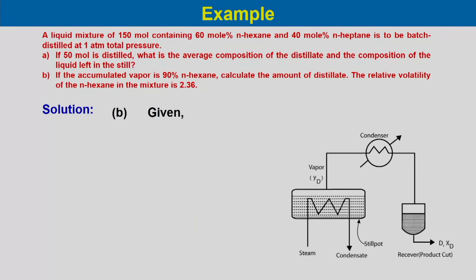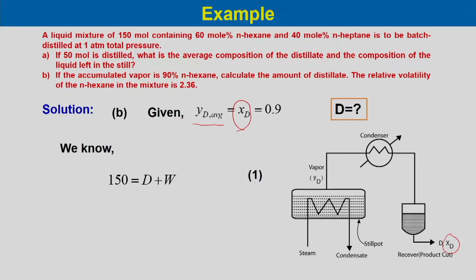Now, for the second part, we have to calculate with the accumulated vapor being 90% N-hexane. YD average would be equal to XD, because that is what is coming over here and completely would be accumulated at this receiver. So, the average composition YD average should be equal to XD, which is 0.9. Now, we need to calculate D.